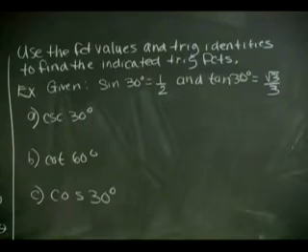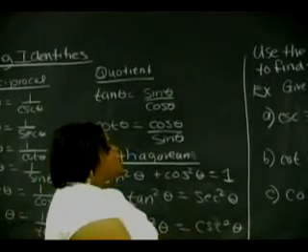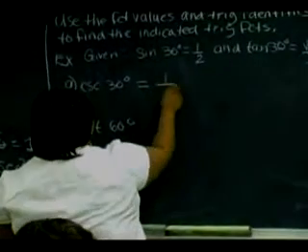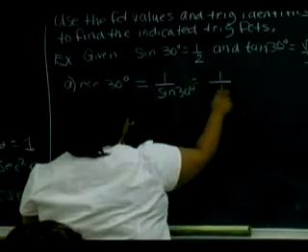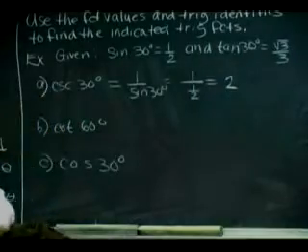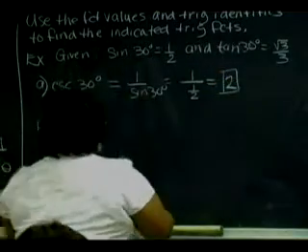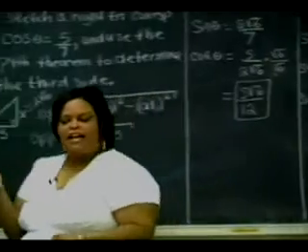Cosecant. It's the reciprocal of the sine. So, cosecant theta is 1 over what? Sine theta, which is 1 over 1/2, which is what? 2. Okay? So, I have to use these identities. Maybe some of this stuff over here for me to find these things out.